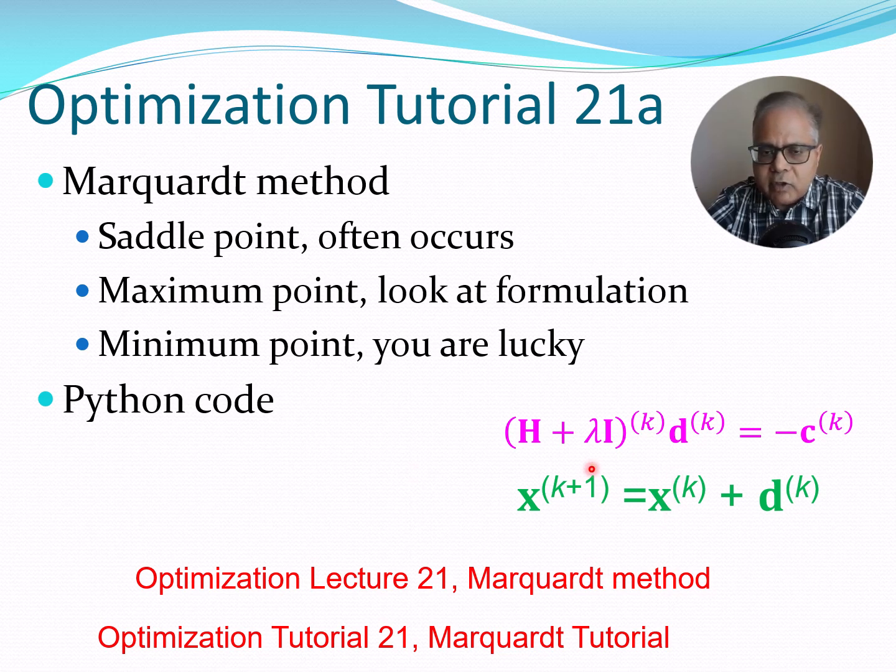So again, to recapitulate, this is the Marquardt method. Xk plus 1 is xk plus dk, where dk search direction is obtained by solving this linear system in pink. And fortunately, Python has given us a lot of tools in NumPy, which lets us solve this system in a very simple manner, which can also be done in MATLAB, for example. But of course, you can also use Python to do those type of problems. Now make it a point to look at optimization lecture 21 on the Marquardt method and on tutorial 21 on the Marquardt tutorial.